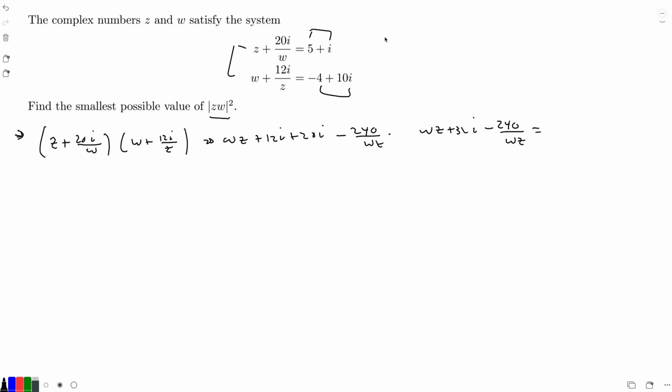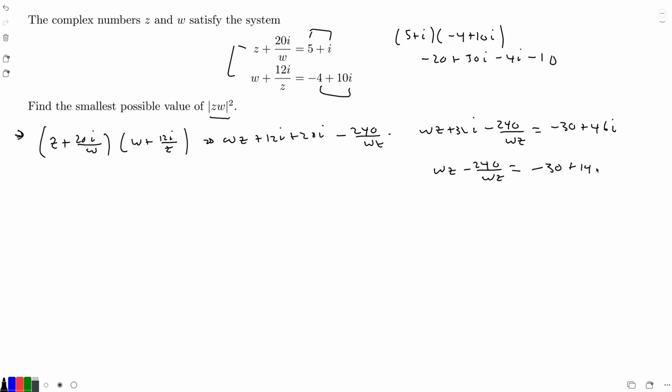Now let's just simplify the RHS. That's 5 plus i times negative 4 plus 10i. And then that's negative 20 plus 50i minus 4i minus 10. So negative 30 plus 46i. Okay, so now what can we do? Let's just bring the 32i to the other side so we get something in terms of wz only. wz minus 240 over wz, and then this will be equal to negative 30 plus 14i.